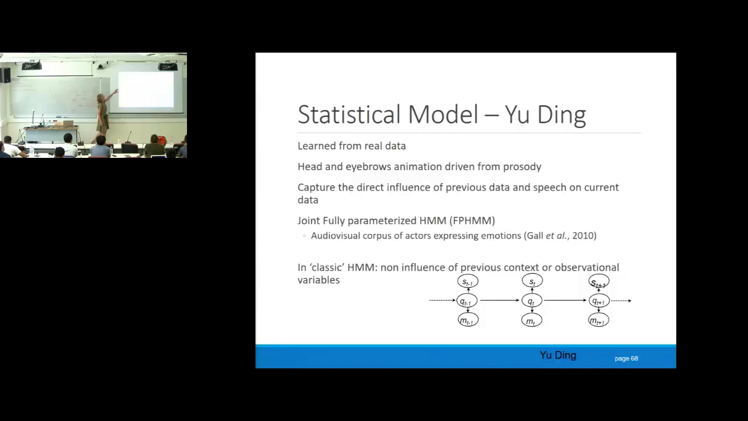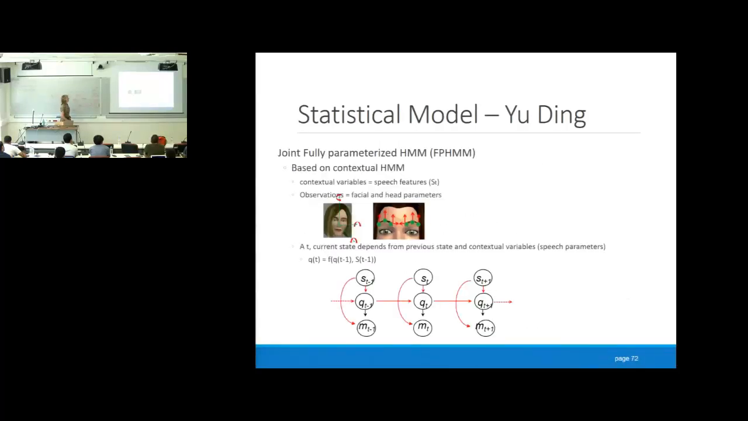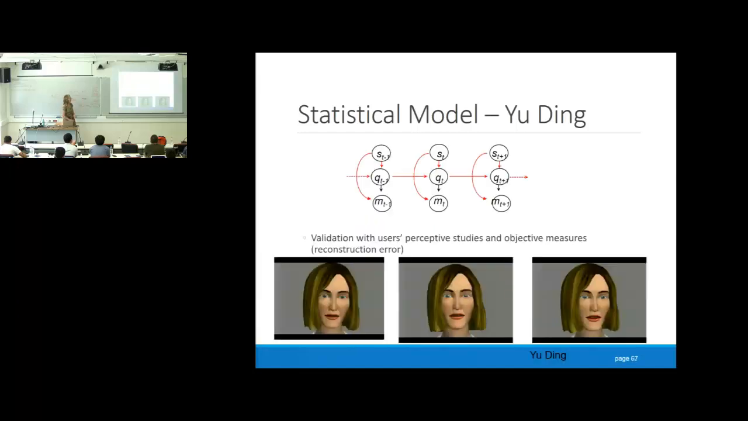So we've learned from real data to drive the head and eyebrow animation from the prosody. And here we want to also capture what happened with the previous data, so how the previous data impacts the current data. So Yuding developed this notion of joint fully parameterized HMMs that is able to capture the previous context of the data. That means that the current state depends on the previous states and the contextual variables at time t. So having that, here are some examples.